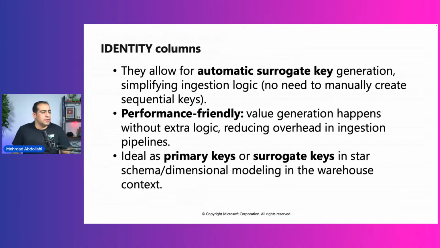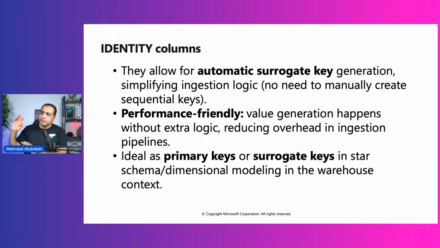There is actually an option in data warehouse where you can create identity columns. It was not there. I think it is still in preview, but it is one of the items that are used a lot, even by everyone, or actually developers. The identity column basically allows you automatic surrogate key generation, right, which is very useful. And it is simplifying ingestion logic.